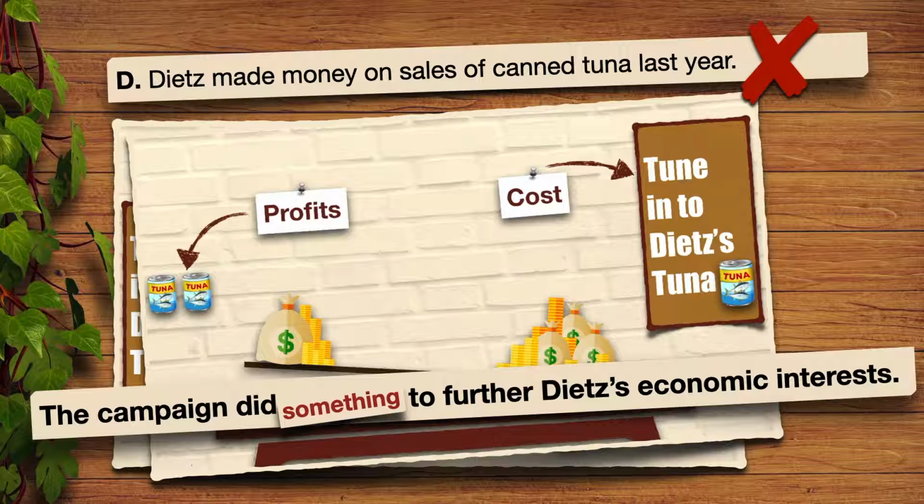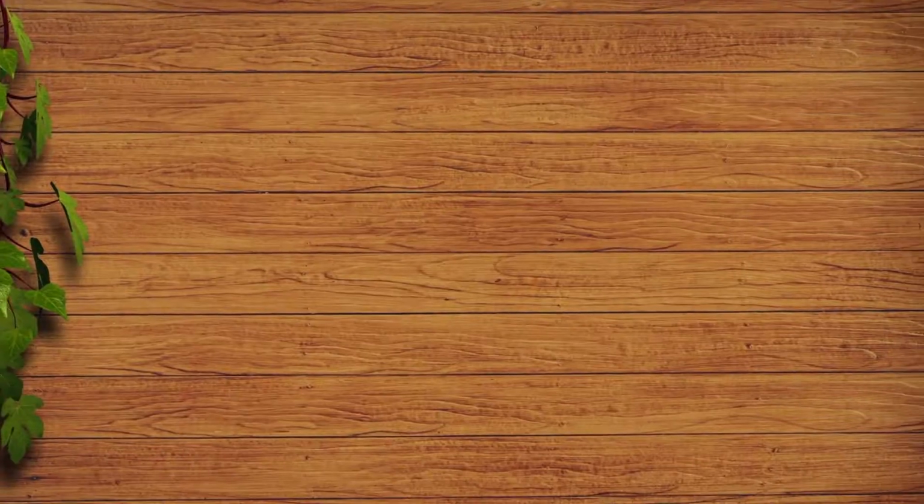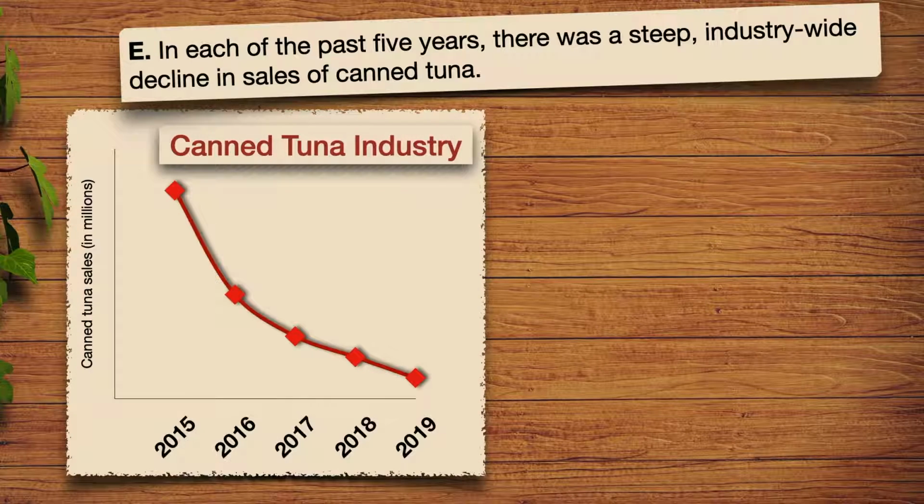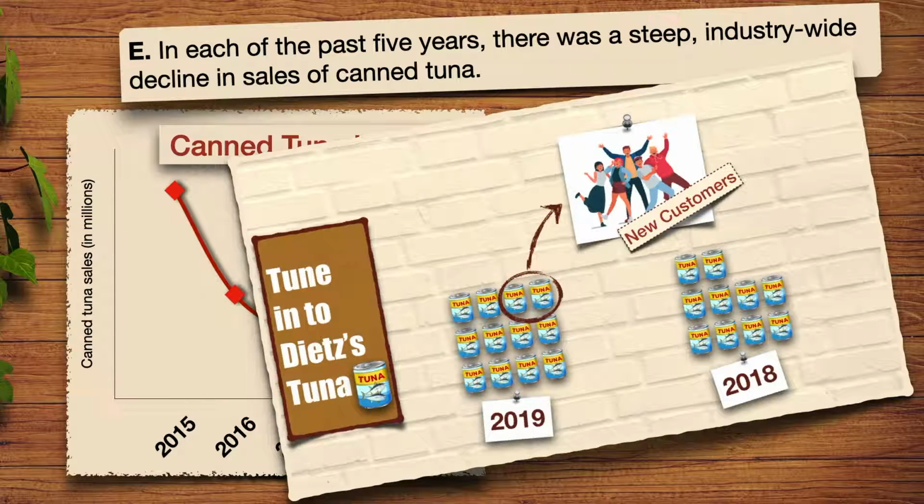So now let's see whether option E does make sense at all, right? If I were to depict what option E says in the form of a graph, this is what it would look like. The graph provides you with what's known as a generic picture of the state of the canned tuna industry. It shows that the sales of canned tuna experienced a sharp downturn in the last 5 years. Now, in such a bleak business environment, Dietz Foods was able to sell 12 million cans last year, 2 million more than the previous year, because of the new customers who were brought in by the ad campaign.